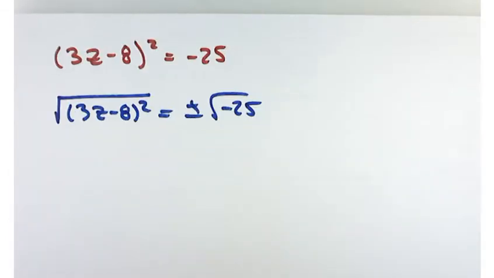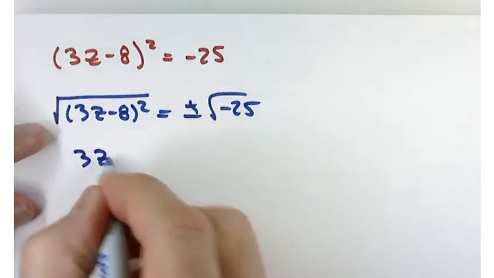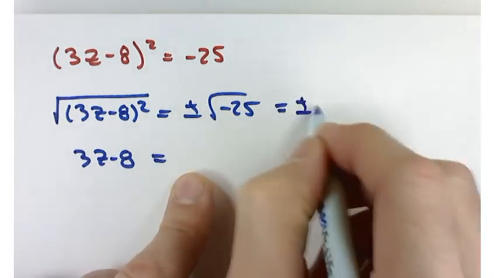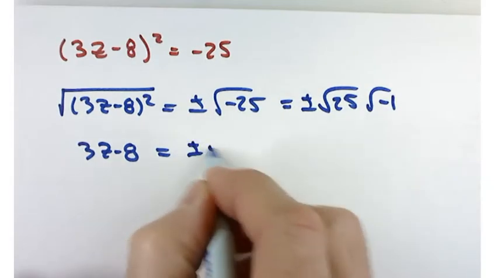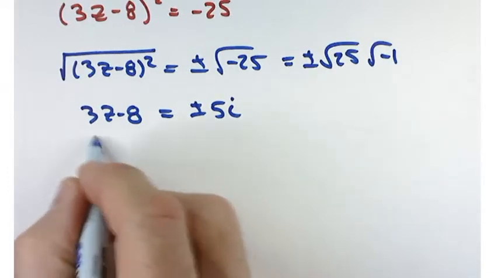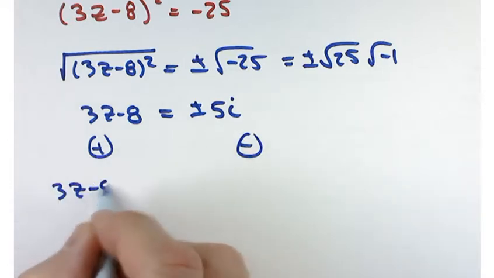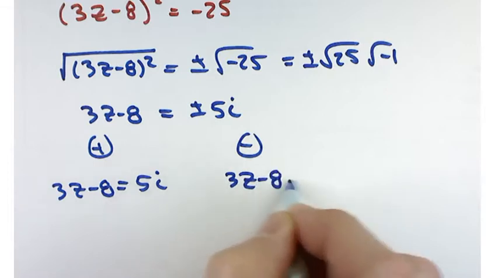Okay, so as with a lot of these things, we're going to take the square root of both sides. On the left-hand side, that's going to be 3z minus 8. The right-hand side is going to simplify down to 5i, so plus or minus 5i. And that's just a matter of finishing the solution here. You've got two cases, a positive case and a negative case: 3z minus 8 equals 5i, or 3z minus 8 equals negative 5i.